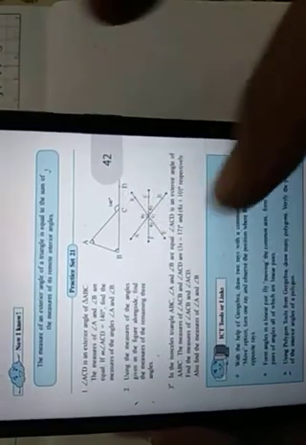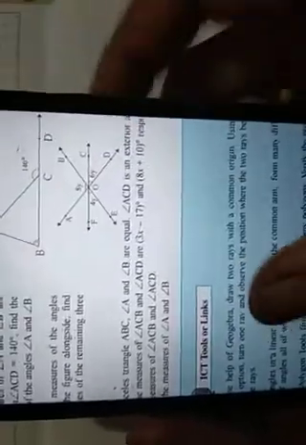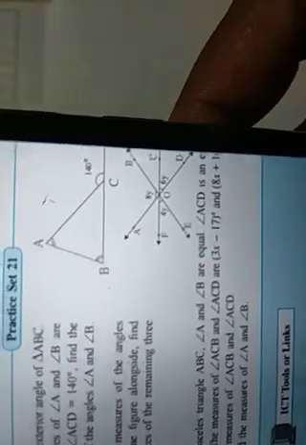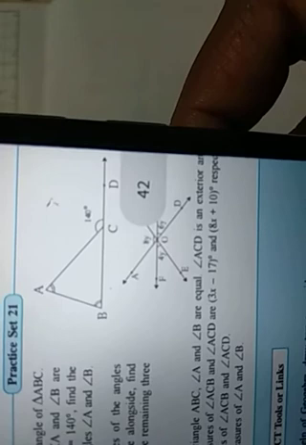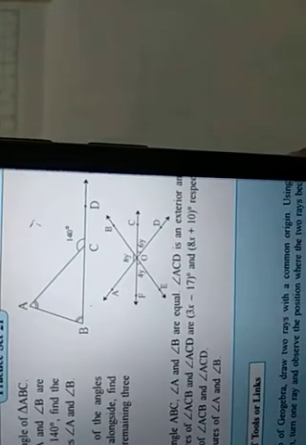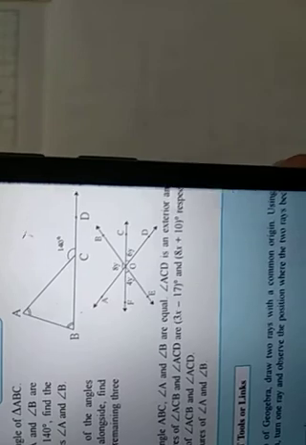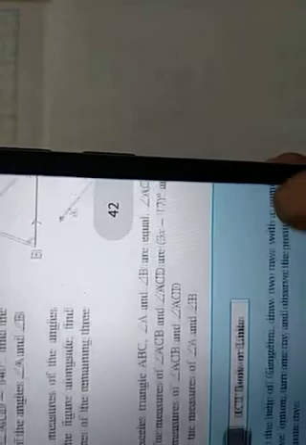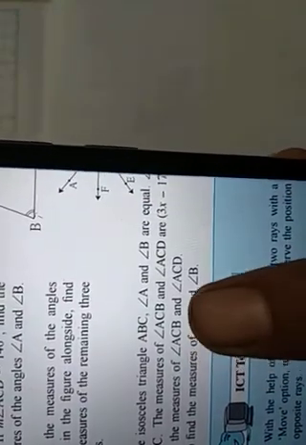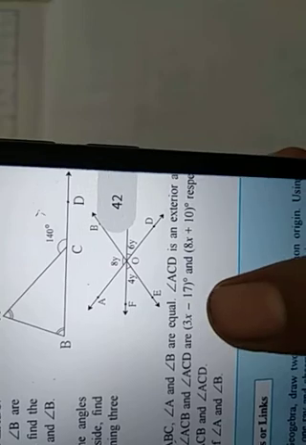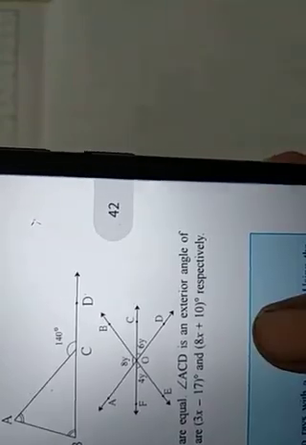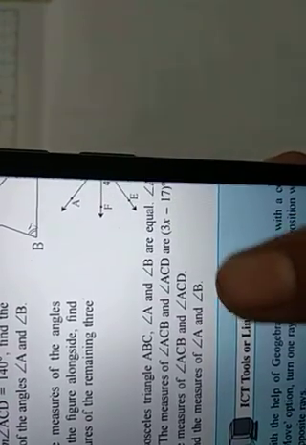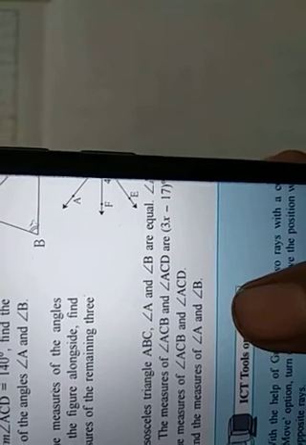See the next example from practice set 21. It's a star question, means it's a little creative question. See, in the isosceles triangle ABC, angle A and B are equal. Angle ACD is an exterior angle of triangle ABC. The measures of angle ACB and ACD are 3x minus 70 degrees and 8x plus 10 degrees respectively. Find the measure of angle ACB and ACD and also find the measurement of angle A and B.